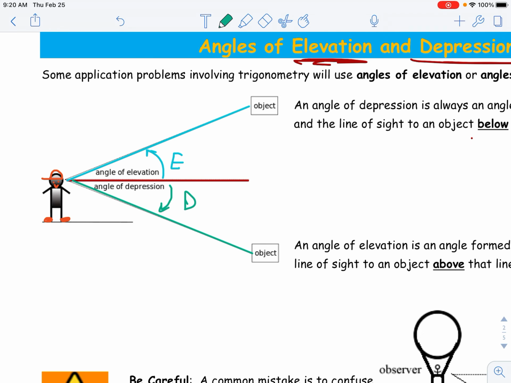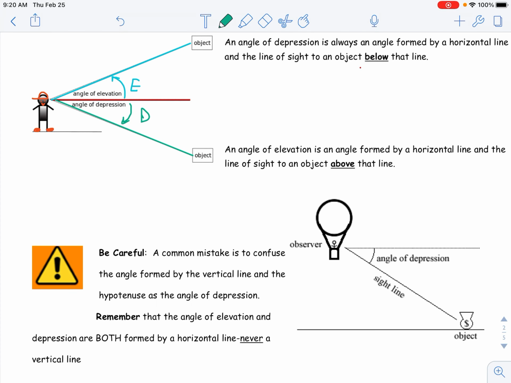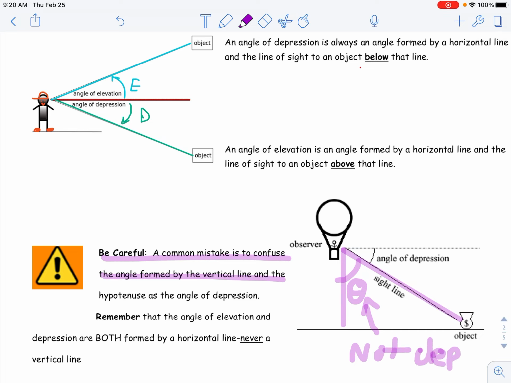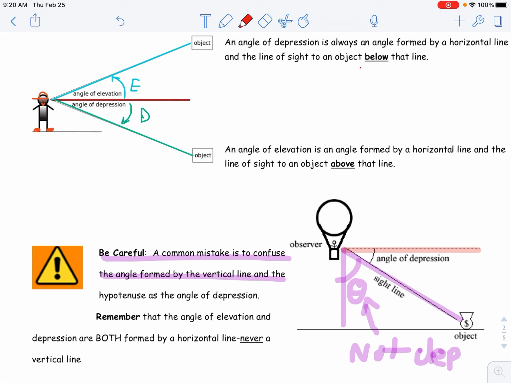Be careful. A common mistake is to confuse the angle formed by the vertical line. So I'm reading right here. It's easy to think basically what I'm highlighting on the right here. This angle is not, I'm just going to put DEP for depression, that's not the angle of depression. That's a common mistake. You always look out first, whether it's an angle of elevation or depression, and then down. That right there is the angle of depression.